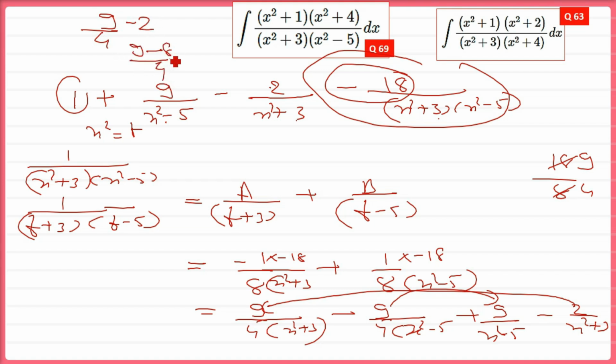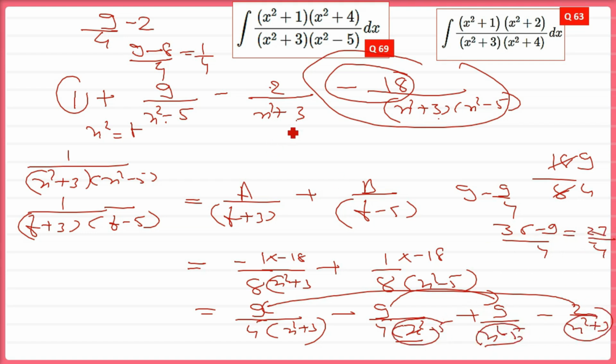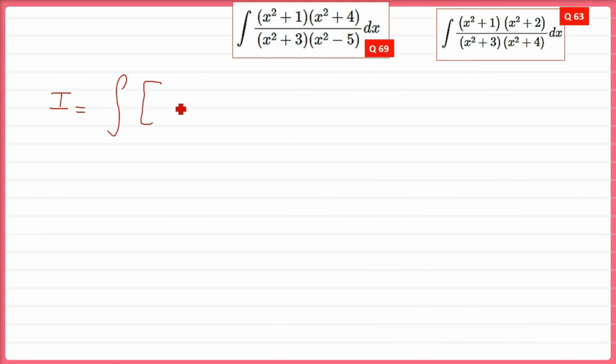So this x square plus 3 in the denominator will have 1 by 4 along with this. Okay, understood? Now coming to this second term. x square minus 5 and x square minus 5. So this will be 9 minus 9 by 4. So 9 times 4 is 36, 36 minus 9 by 4, this will give you 27 by 4. So x square minus 5 will have 27 by 4, this x square plus 3 will have 1 by 4. So only one term will come for x square minus 5, one term will come for x square plus 3 as the denominator. So let me write the final thing.